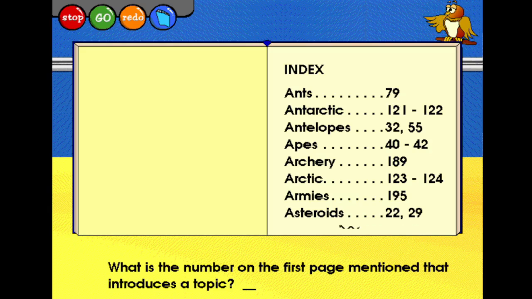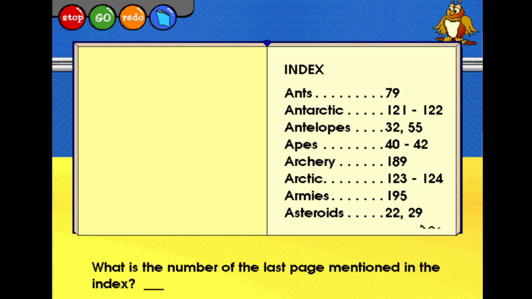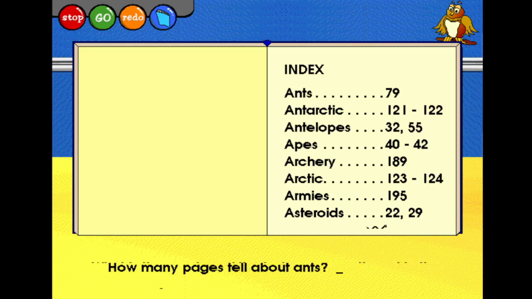What is the number on the first page mentioned that introduces a topic? 22. What is the number of the last page mentioned in the index? 195.